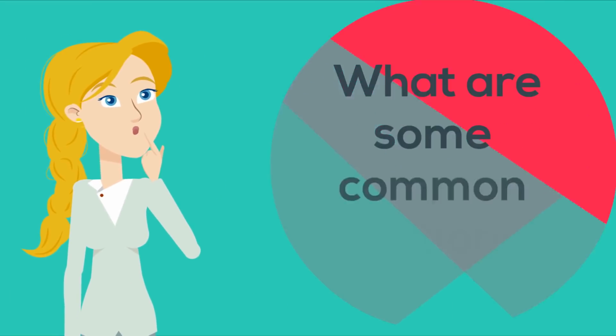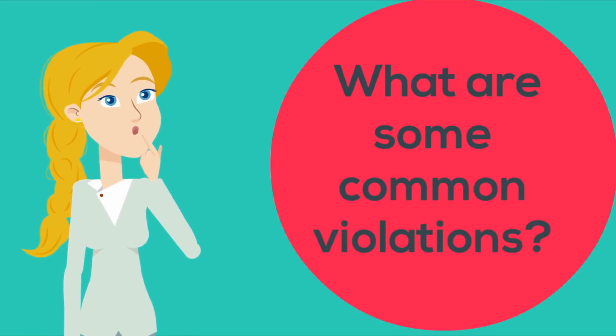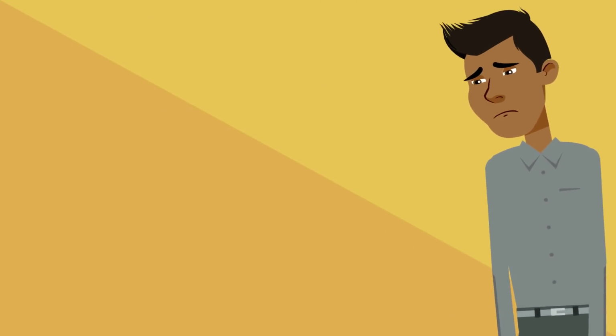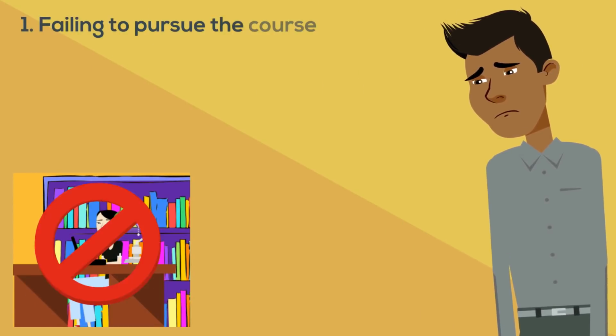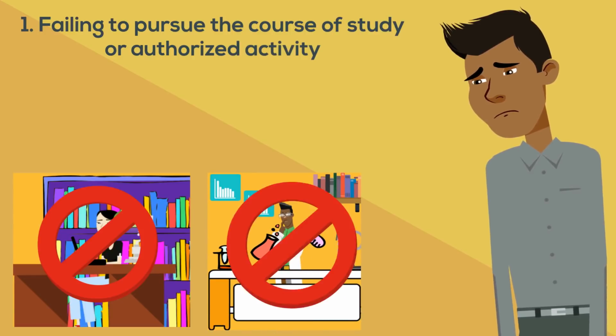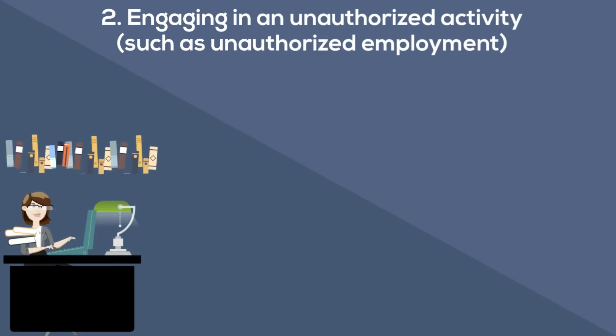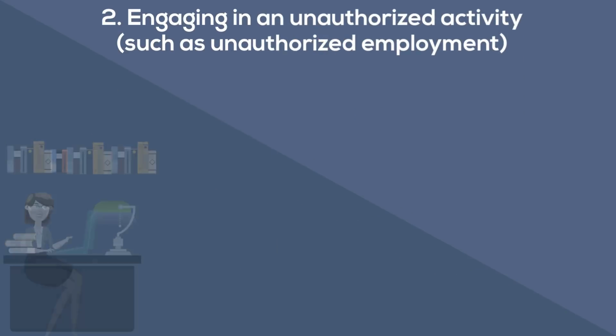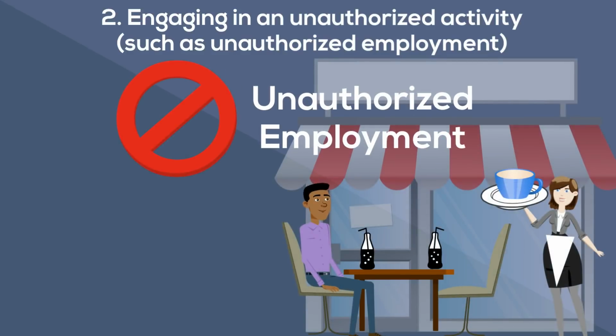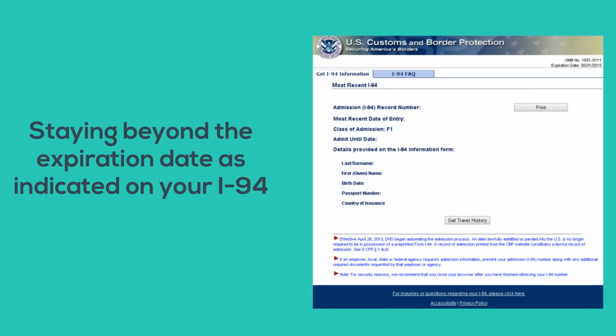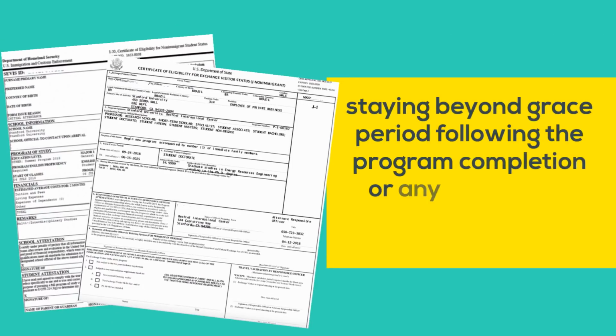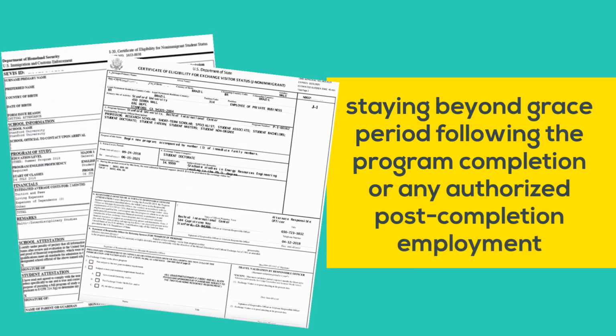What are some common violations? Some examples of status violations are failing to pursue the course of study or authorized activity, engaging in an unauthorized activity such as unauthorized employment, staying beyond the expiration date as indicated on your I-94, or staying beyond the grace period following the program completion or any authorized post-completion employment.